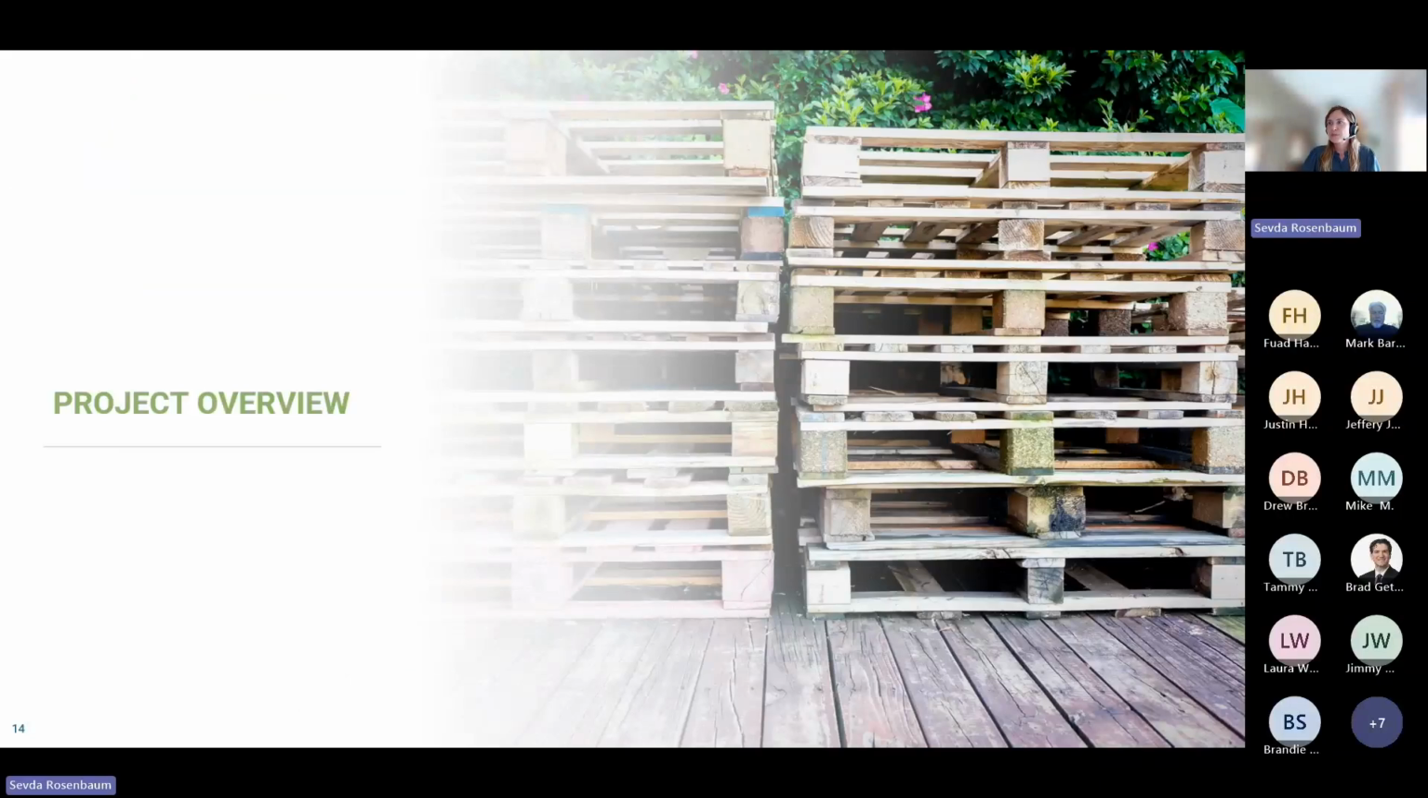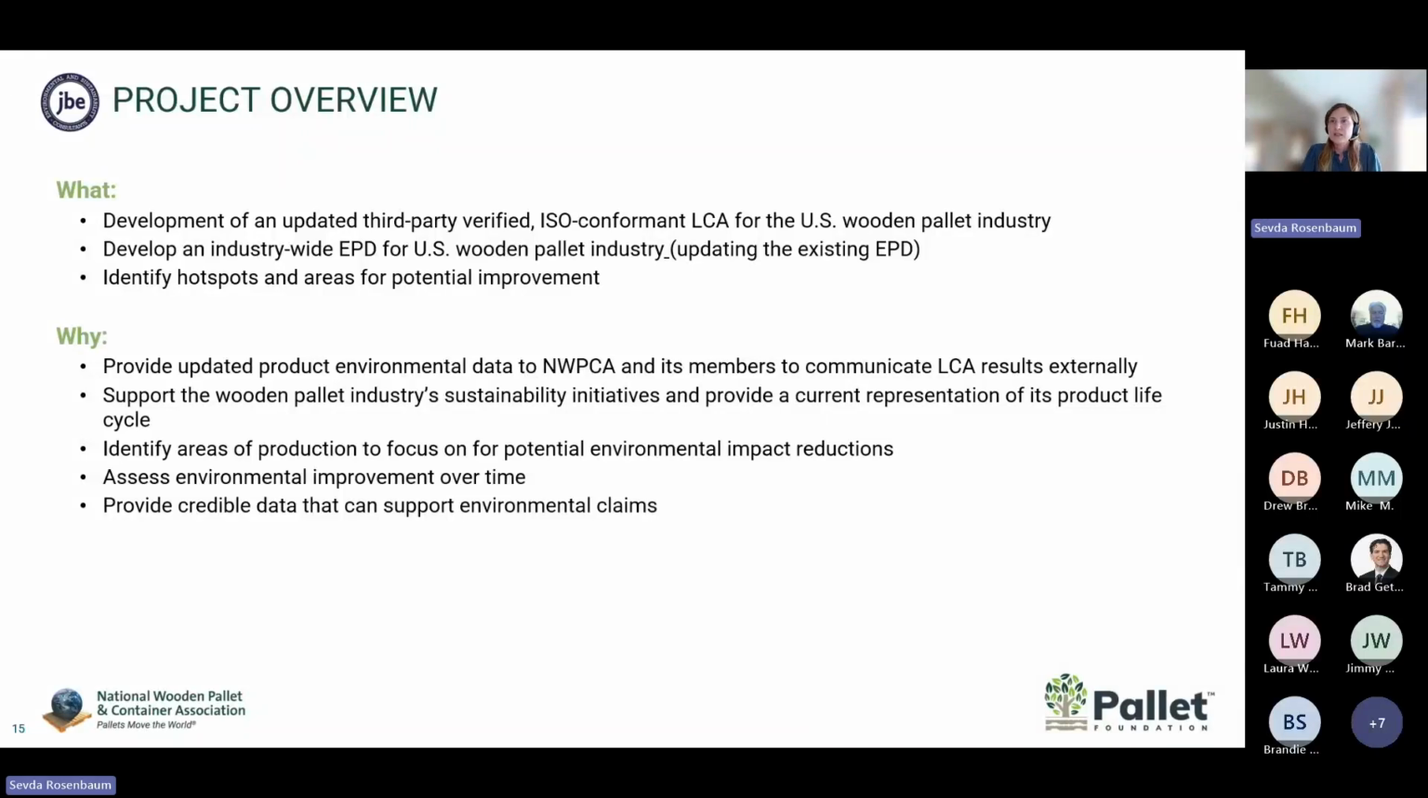And now I will just briefly go over the project. So the goal of this project is to produce and publish an industry-wide EPD. But in addition, this effort also brings several other benefits to the industry as listed below.